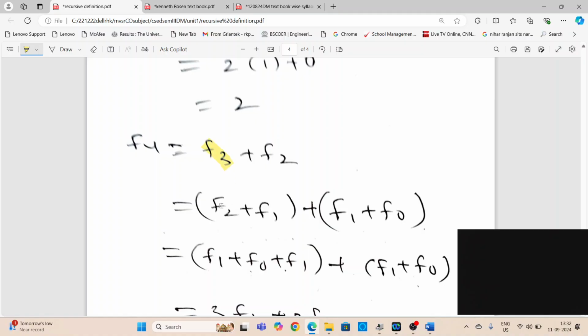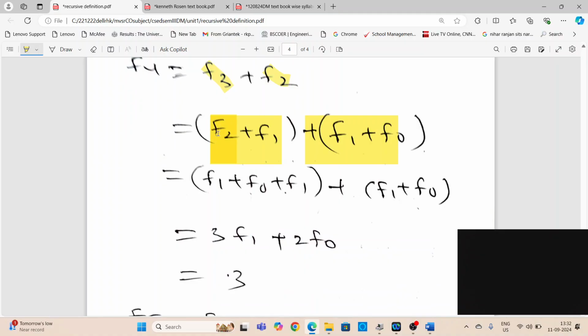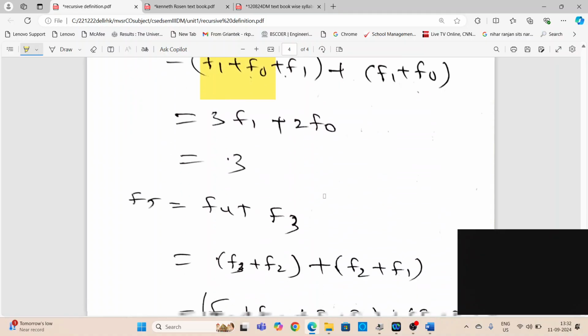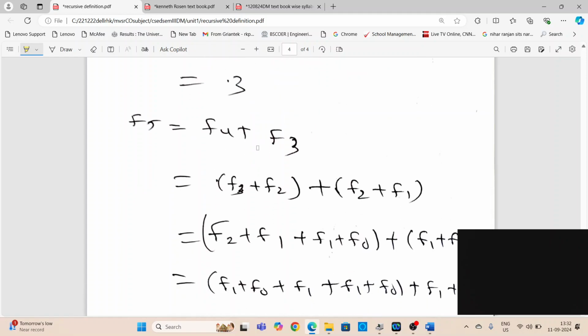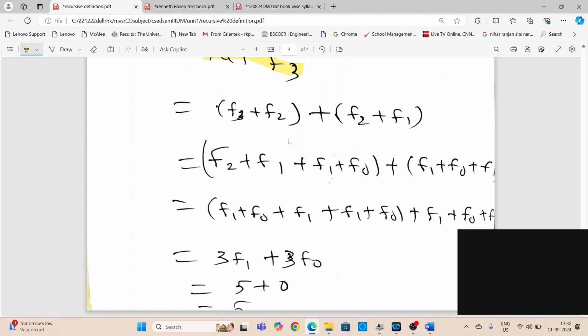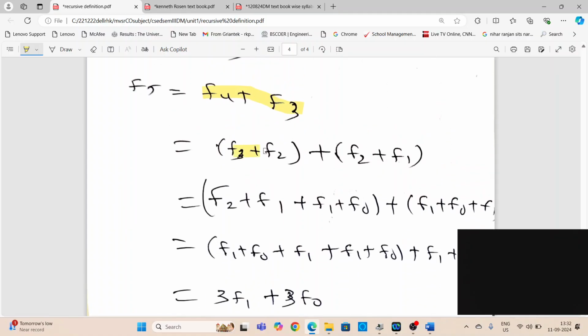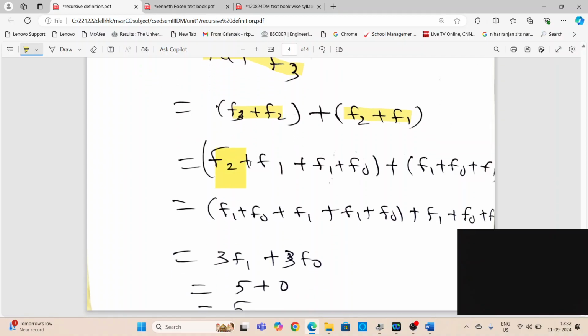f3 will be replaced with f2 plus f1. f2 will be replaced with f1 plus f0. So if I simplify this, I'll get this. Similarly, f5 will be equal to f4 plus f3. So f4 will be equal to f3 plus f2. f3 will be equal to f2 plus f1. f2 will be f1 plus f0. f1 as it is. So you go on replacing this, you will get the value of 5.